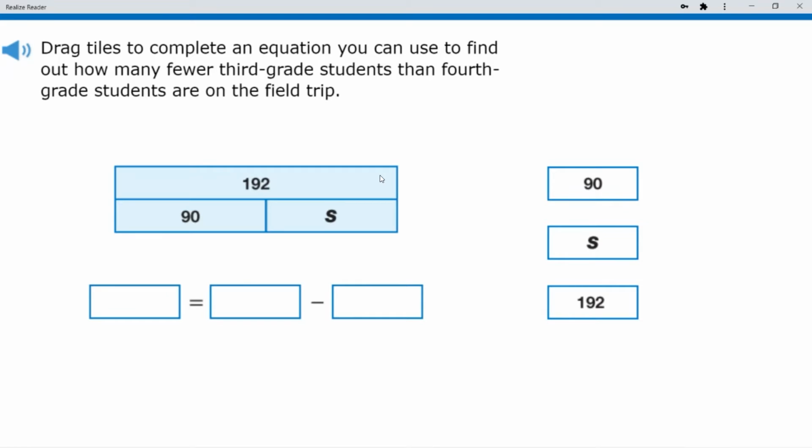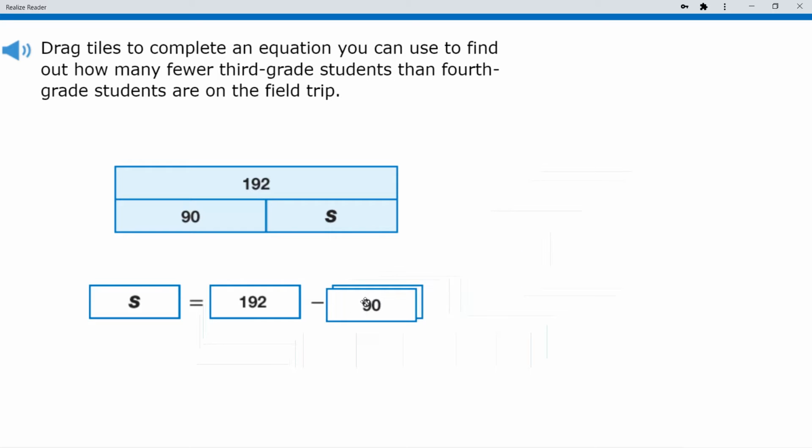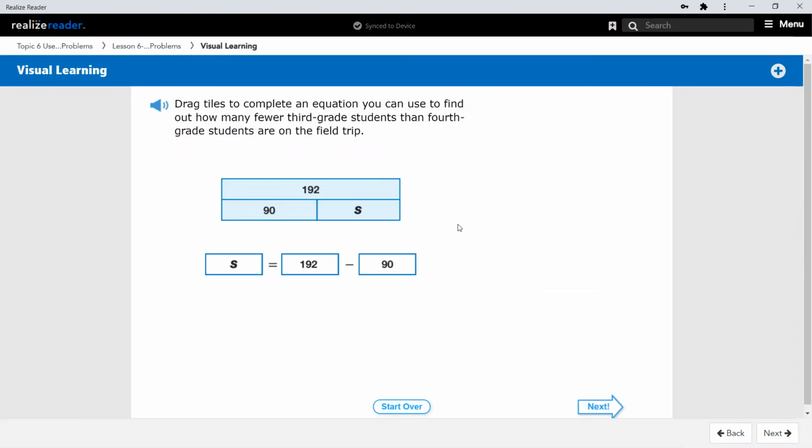What we're going to do is look at this as another bar diagram. Now our whole number here is 192. The part that we know is 90. The part that we don't know is S. That's what we're trying to solve. So we want to know what S equals. S is equal to our whole minus the part that we know. So S is equal to 192 minus the 90 students so that we can figure out how many students are left over.